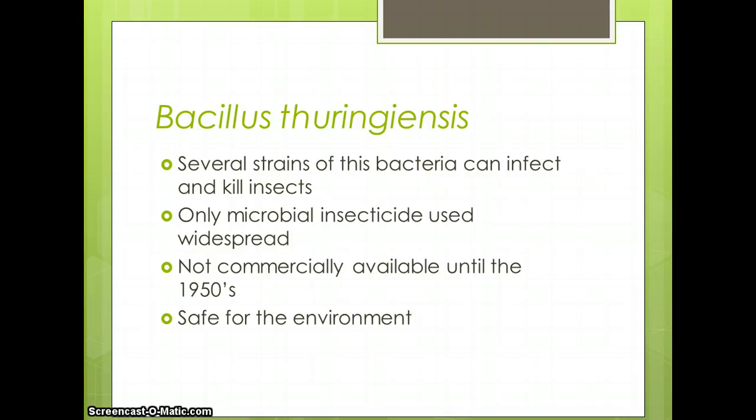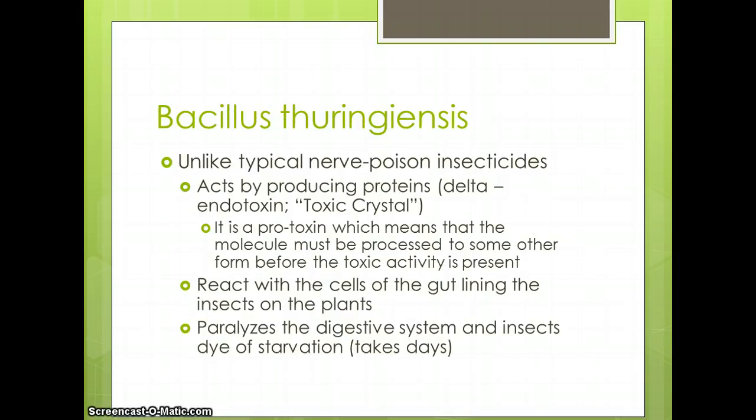It's very safe for the environment. It's unlike typical nerve poison insecticides. It acts by producing proteins, delta endotoxin, toxic crystals. It is a protoxin, which means that the molecule must be processed to some other form before the toxic activity is present. It reacts with the cells of the gut lining of the insects on the plant. It paralyzes the digestive system, and insects die of starvation, and that usually takes days.